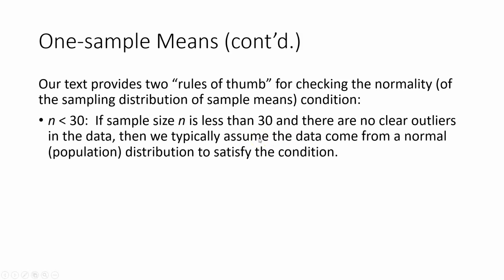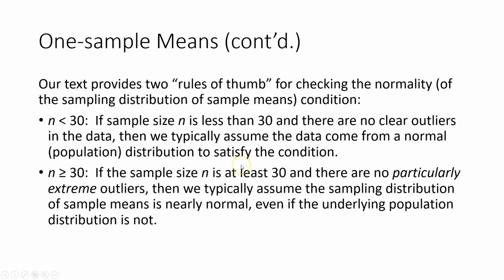The first is that if the sample size is less than 30 and there are no clear outliers in the data, then we typically assume the data come from a normal population distribution to satisfy the condition. What about if n is greater than or equal to 30? Well, if that's the case, and there are no particularly extreme outliers, then we typically assume the sampling distribution of sample means is nearly normal, even if the underlying population distribution is not.